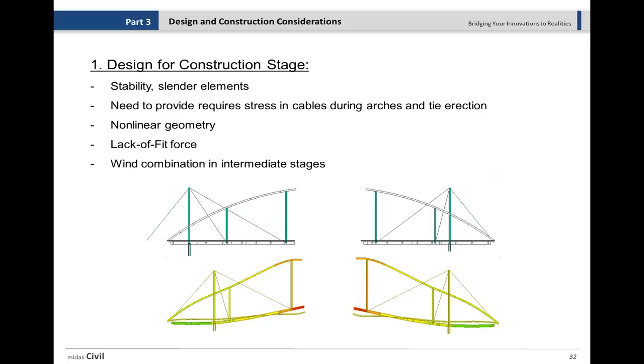Okay. So I shared with you what type of design we have to consider, and then what type of construction we have. Now let's combine those two and see how we have to use some finite element tools to help us with the design of this type of bridge.